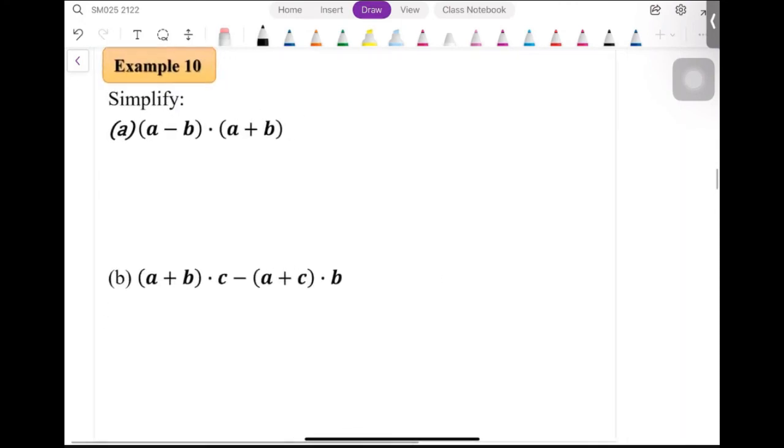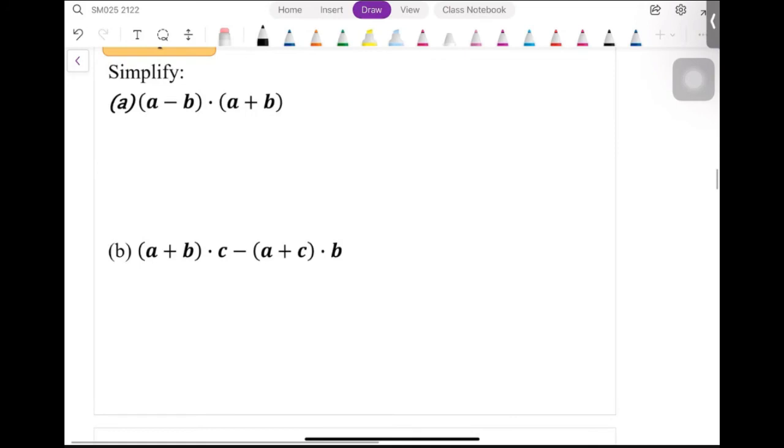Okay, next question is about simplifying our dot product. For this type of question, they didn't define the elements of i, j and k for each vector, so we have to use the properties. So for part A, we have to simplify vector A minus B dot with vector A plus B.